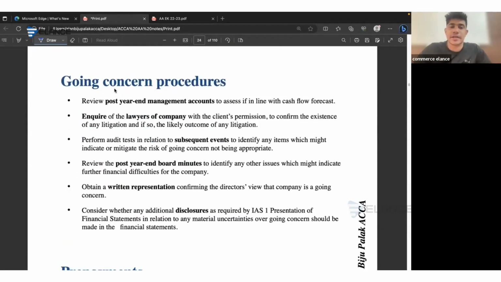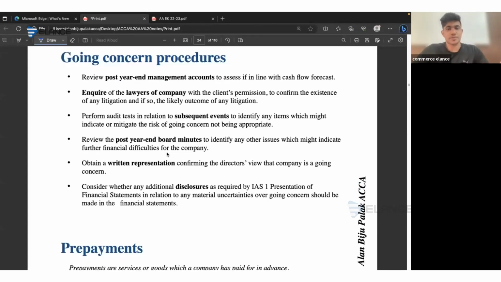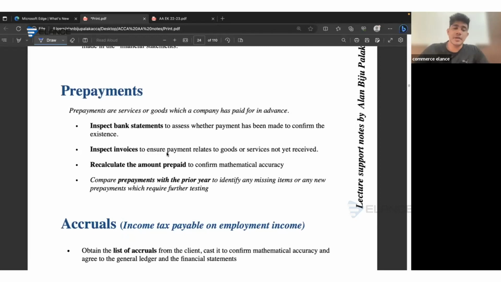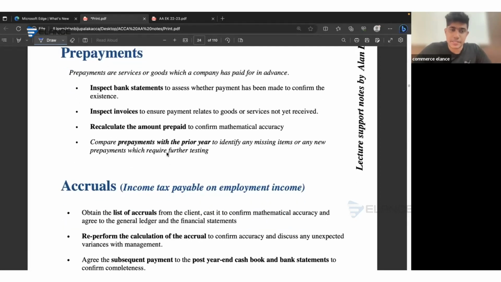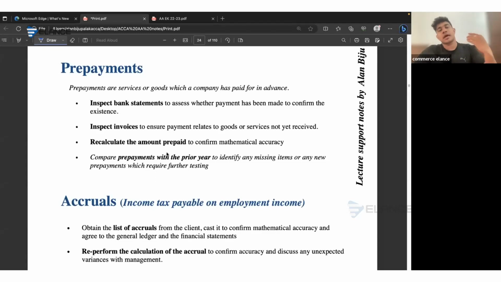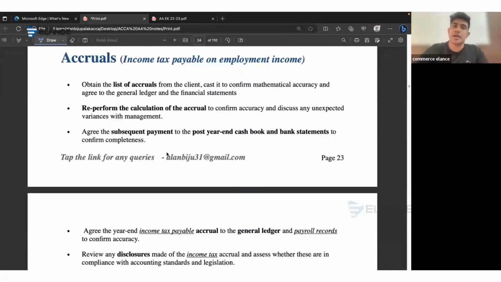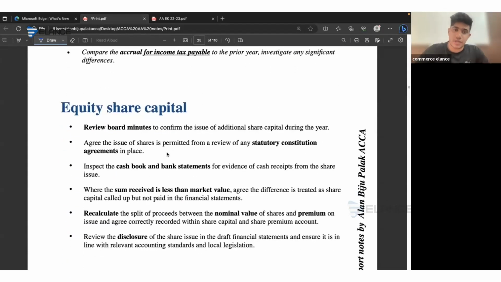Then going concern related procedures, maybe it might be mentioned in the scenario that the company is struggling to meet their going concern ability. So in that case, you can write the going concern procedures. As we mentioned earlier, prepayments and accruals can usually be tested in your exam. Prepayments are the payments which we have made in advance. So in case any of the expenses are paid by the company in advance, and if the examiner asks you to write the procedures in relation to the expenses, actually they mean the prepayments at the same time. And if the amount is still outstanding, it means the accruals are there. So you have to write the points in relation to the accruals as well.